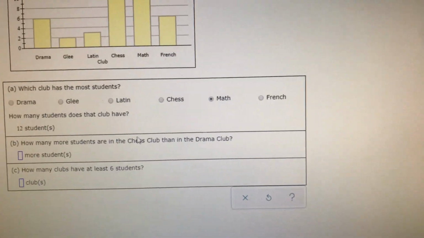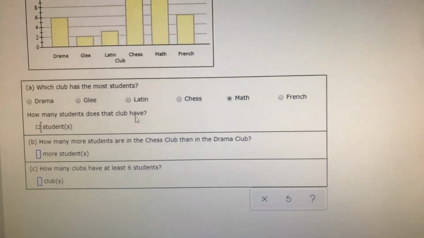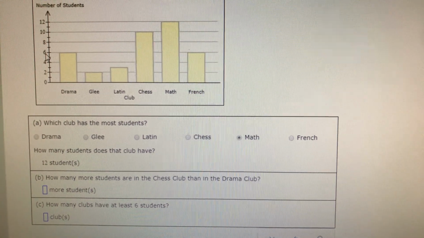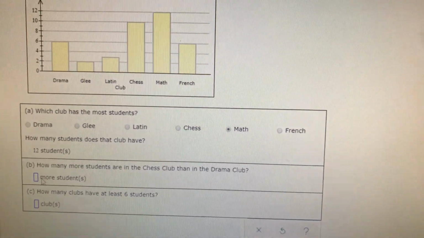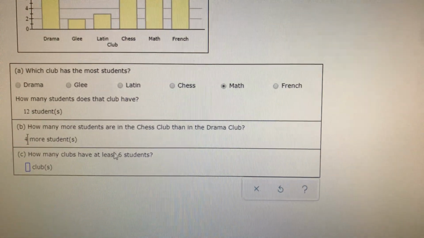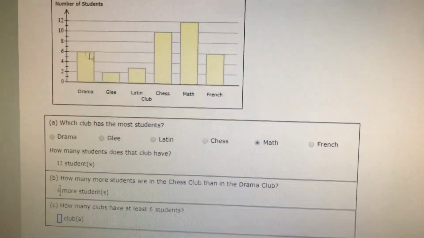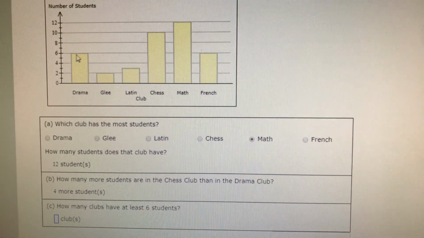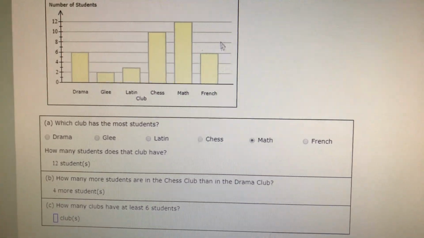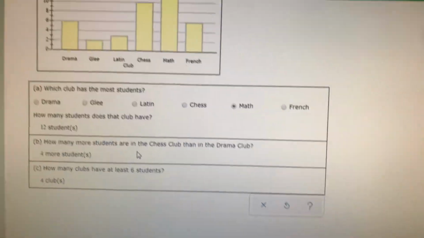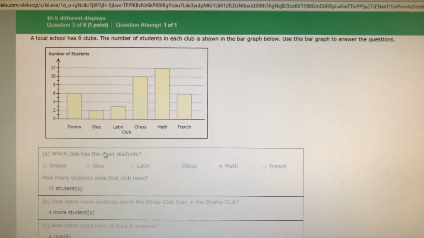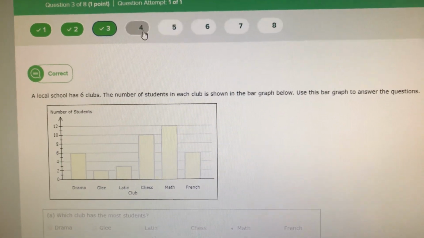How many more students are in chess club than drama club? I have to find the difference between them. Chess has 10, drama has 6. The difference between 10 and 6 is 4, so I would subtract. How many clubs have at least 6? At least means 6 is included, so we want 6 or more. Drama has 6, so that counts. Chess has 10, that's at least 6. Math and French also, so 1, 2, 3, 4 different clubs. So you're just reading the bar graph and answering the questions. And check. Correct. So 3 and 7 are like that.